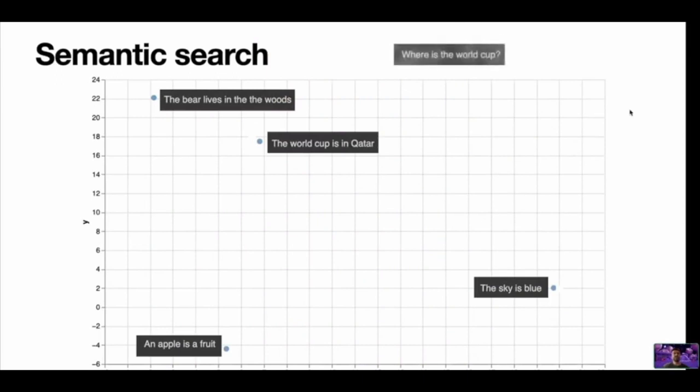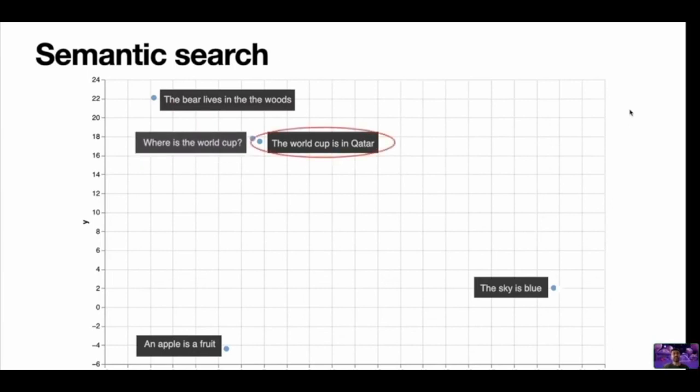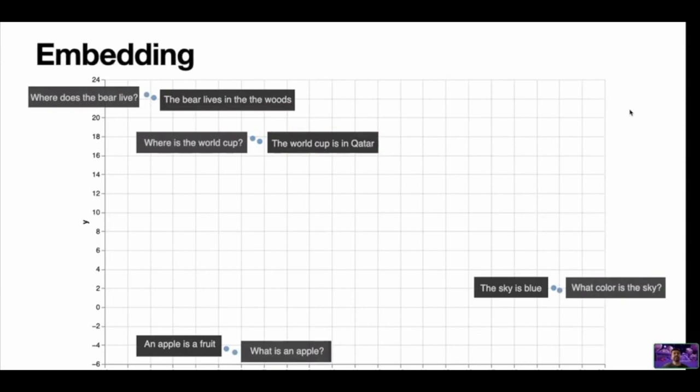The search is, where is the World Cup? And what happened is that the embedding put it right here, and so that's the answer. And just to show you the 8 sentences in the embedding, you can see that the closest thing to each question is its own answer. So if there are any questions, feel free.